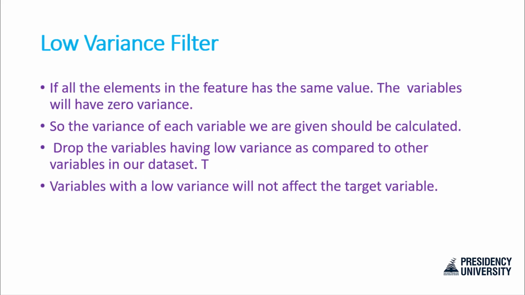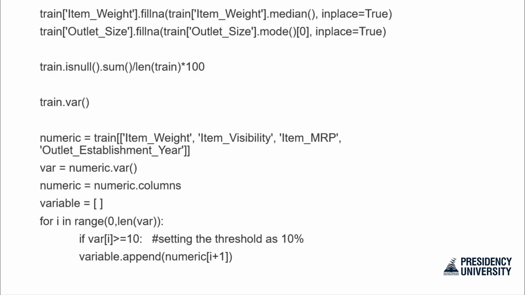Low variance filter. If all the elements in the features have the same value, then the variance will be 0. So the variance of each variable should be calculated. Then we drop the variables which have low variance as compared to other variables in the data set. Variables with low variance will not affect the target variables. Let us illustrate this with an example code.